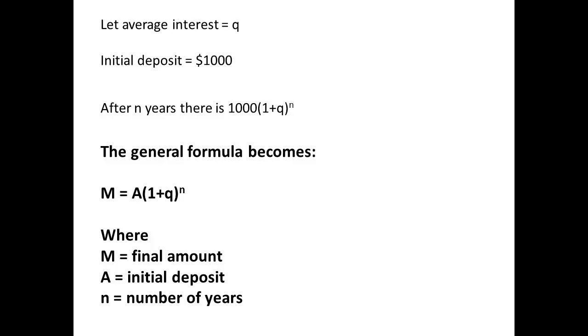We can now write a general formula of m is equal to a multiplied by 1 plus q to the power of n, where m is the final amount after n years and a represents the initial deposit.